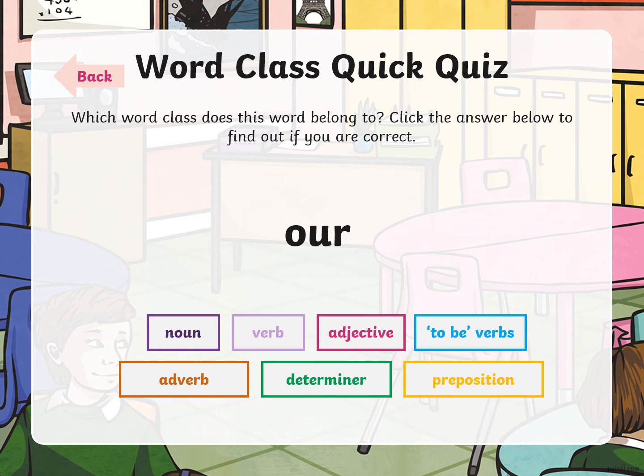Next one. Our. So if you're thinking, oh, I'm not quite sure which one this is, work through the ones that you know. So I know it's not a noun. I know it's not a verb, an adjective. It's not describing an adverb. It's not telling me the position of something. What could it go in front of? 5 seconds. 5, 4, 3, 2, 1. Our is a determiner. Next one, collapses. So write the word down on your piece of paper.